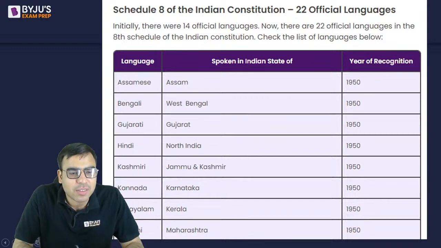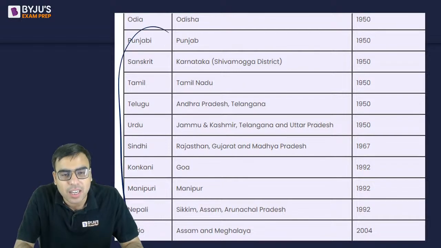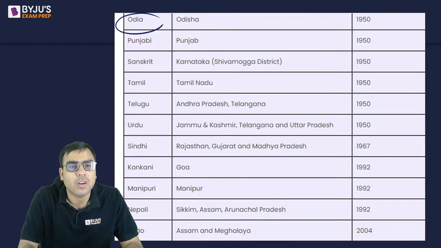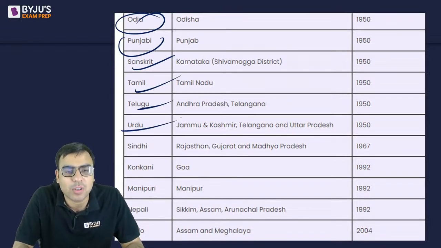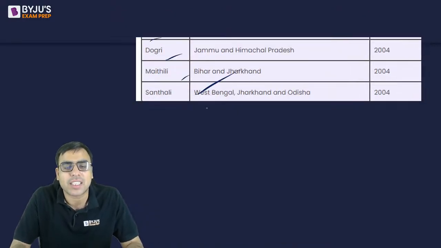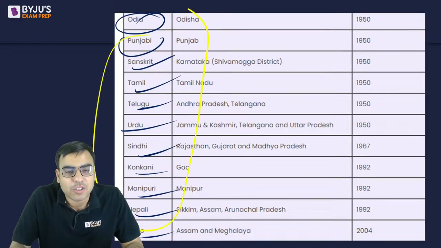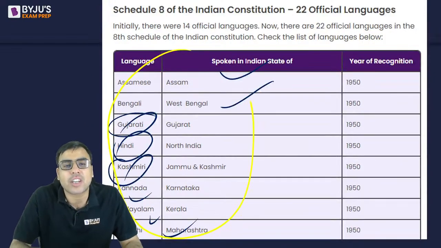You can see these are some of the languages: Assamese, West Bengali, Gujarati, Hindi, Kashmiri, Kannada, Malayalam, Marathi, Odia, Punjabi, Sanskrit, Tamil, Telugu, Urdu, Sindhi, Konkani, Manipuri, Nepali, Bodo, Dogri, Maithili, Santhali. Be careful, you will not find English in these languages. Sometimes they ask this question. If you see, there is no English here because it is not an Indian language.